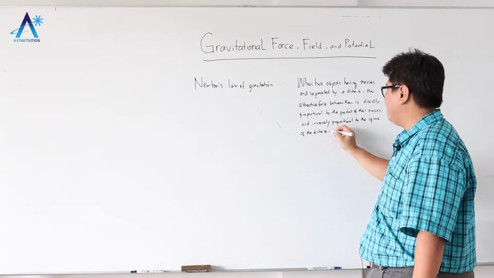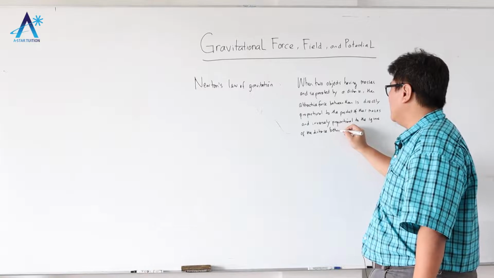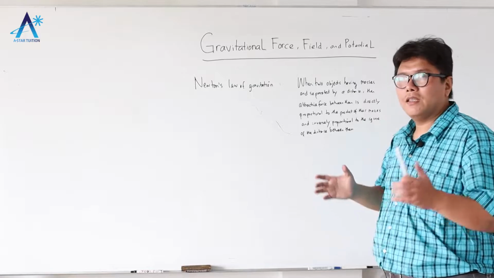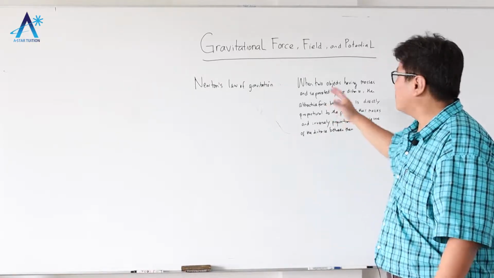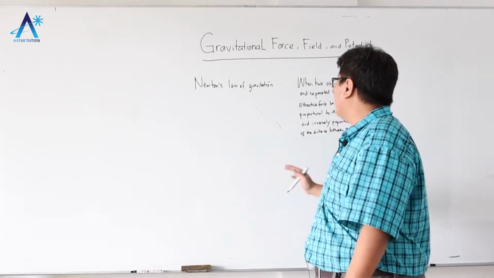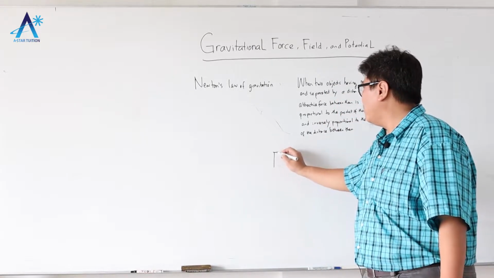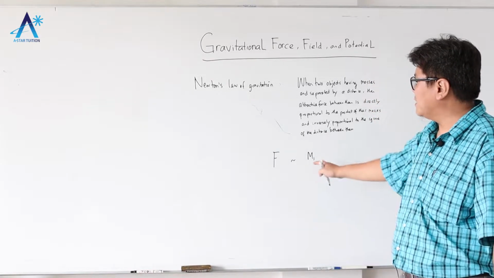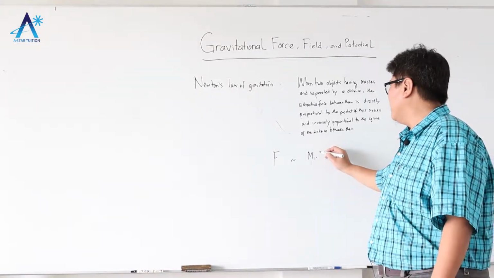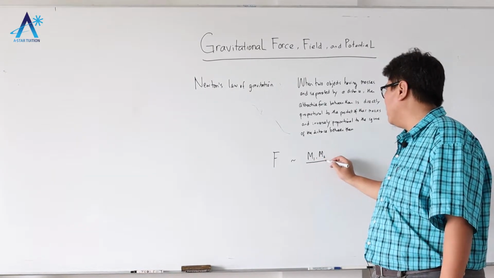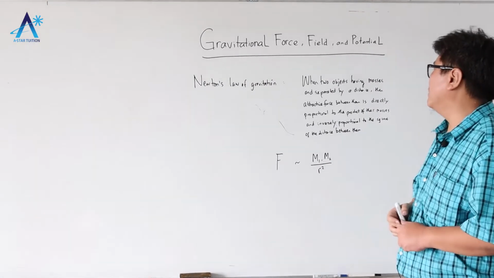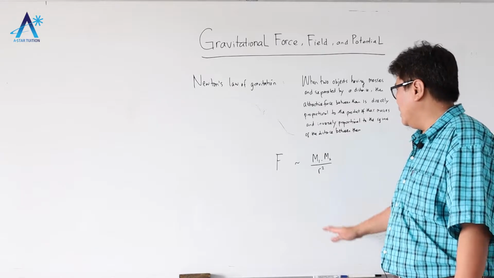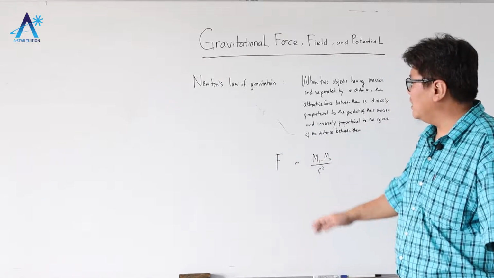Now from here, we can see that if the two objects are separated at a longer distance, the amount of force is weaker. So mathematically, we can write the force is proportional to the mass of the first object times the mass of the second object, divided by the square of the distance. So inversely proportional to the square. Remember this is not an equation yet, this is only a relationship.